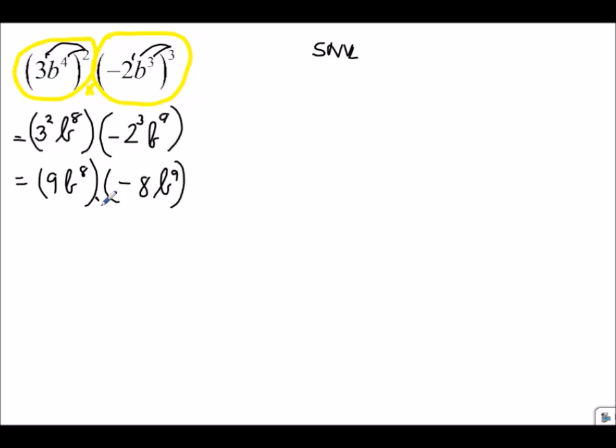Remember, we have a multiplication sign between these two brackets, so again I'm going to deal with the signs first. A positive multiplied by a negative is negative. Now I deal with the numbers. 9 eights are 72. Multiplying, I'm now multiplying powers with the same base. I write down the base and I add exponents. 9 and 8 is 17. That is the answer.